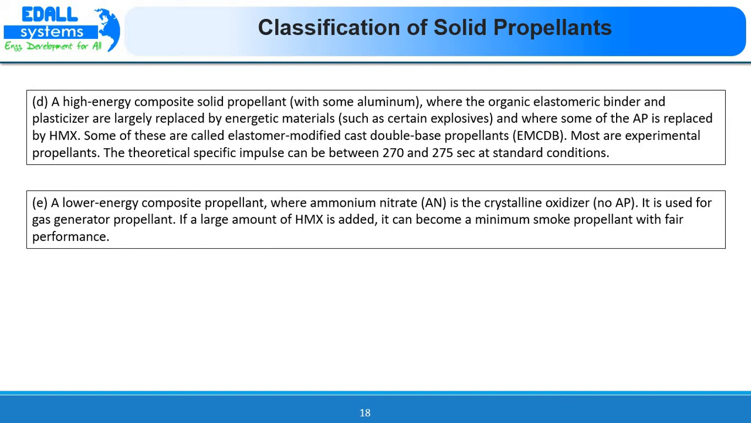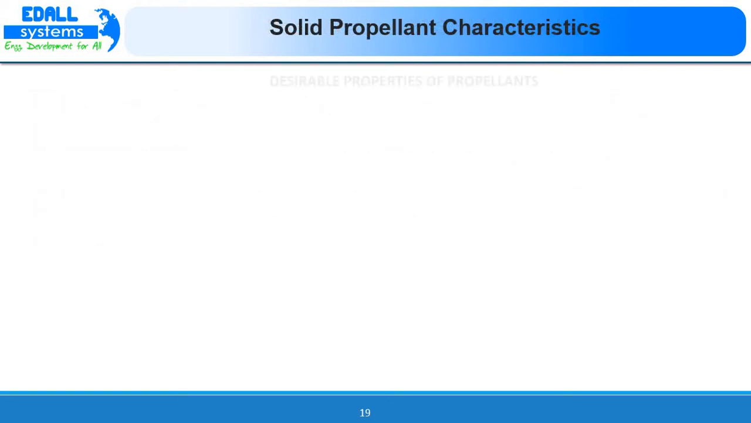So by changing the composition of the chemicals present in the propellants, we can classify them and we can improve their performance, can increase some of the desirable properties of the propellants for better use for our application. So next we will see some of the desirable physical properties of solid propellants.